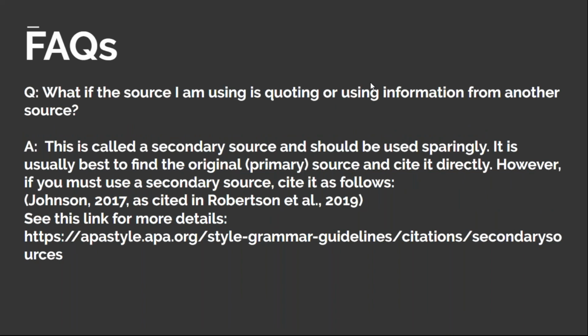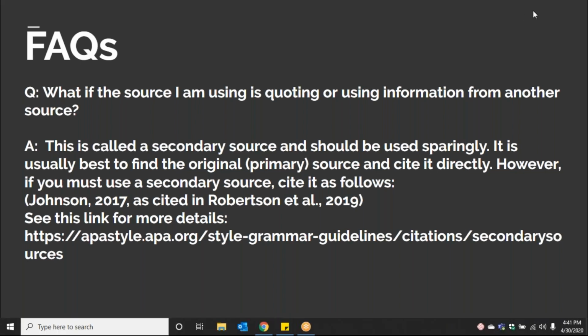What if the source I am using is quoting or using information from another source? Sometimes I'll have students come to me and they'll say, I found this really great information that really supports the research I'm trying to do in my paper. But this article is quoting someone else. So how do I cite that? First of all, this is called a secondary source. You don't want to use those unless you have to. It's always best to find the original source and cite it. However, if you must use the secondary source, it should look like this.